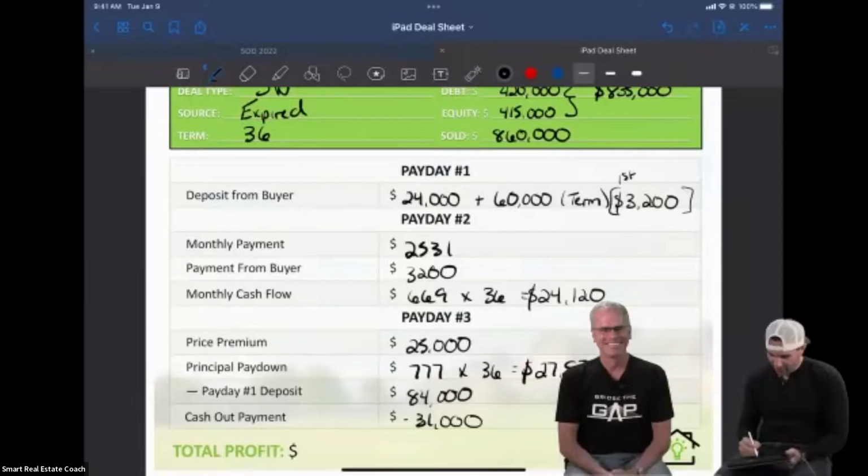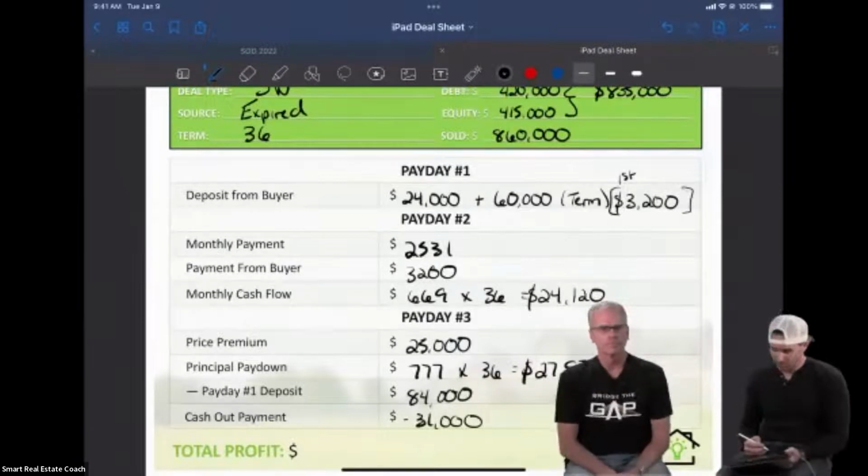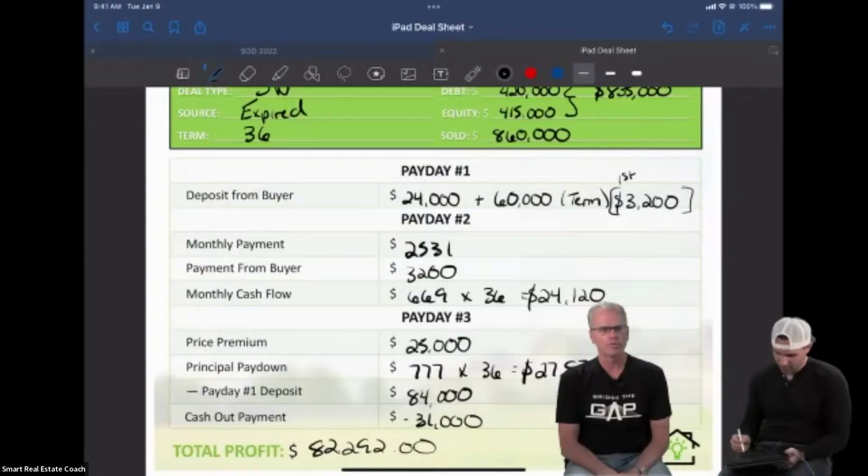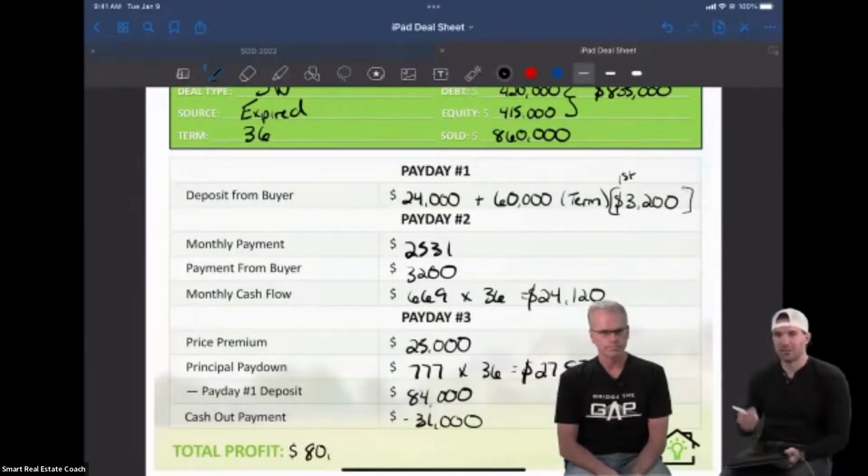All right, so you got 84,000 as your payday one, plus your monthly cash flow of 24,000, and then we get to subtract 31,000. What's our total? It's 80,292. You say 80? Yeah, 80,292. I just took away another 292. So we're back at square one.